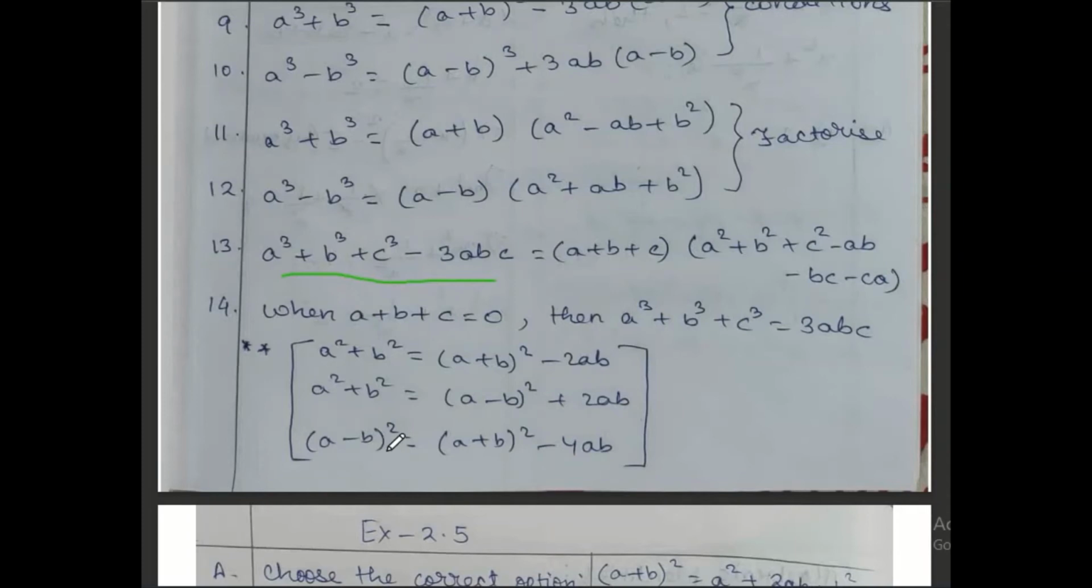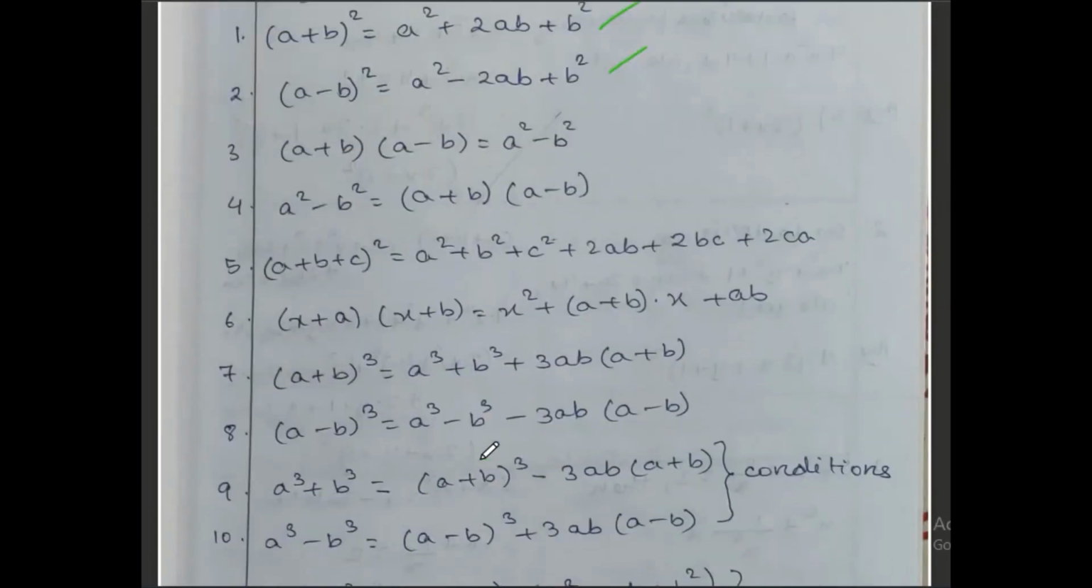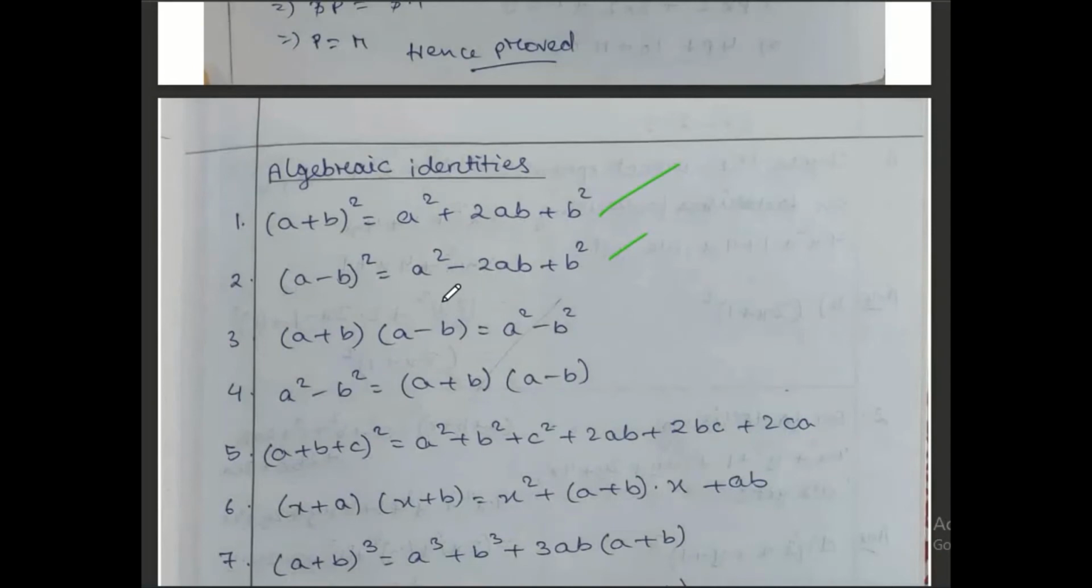And for a minus b whole square, another formula we will be using in future, that is a plus b whole square minus 4ab. These are the formula list, that is algebraic identities for 2.5. All the formulas we need for 2.5.